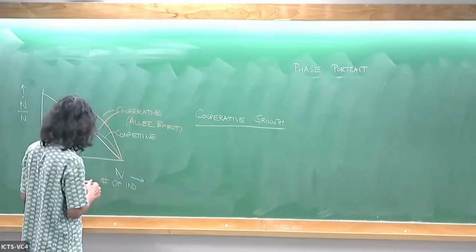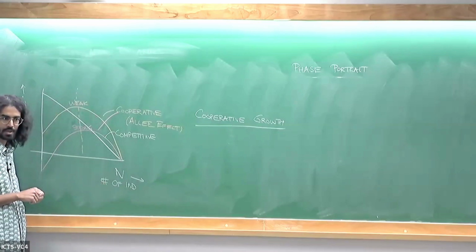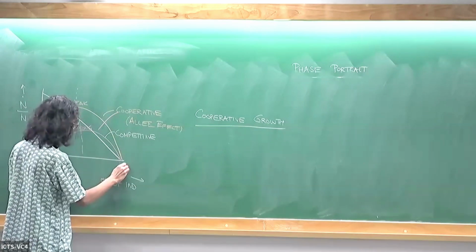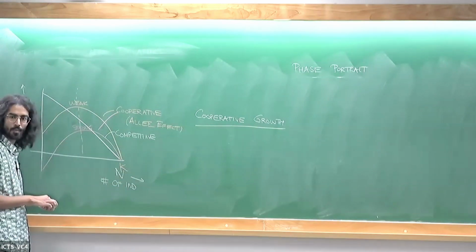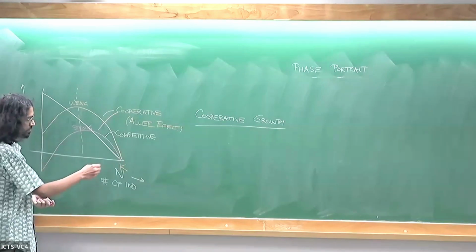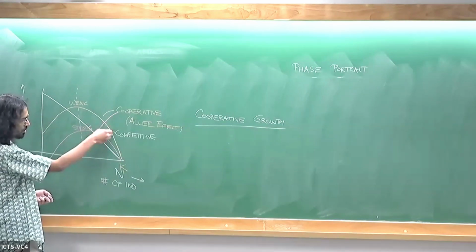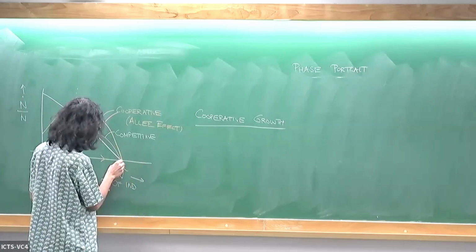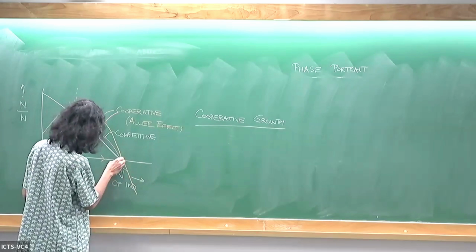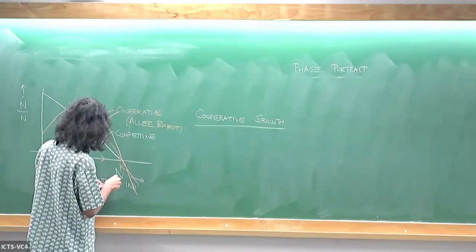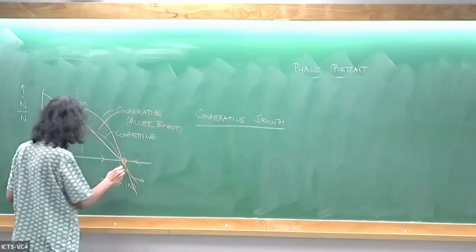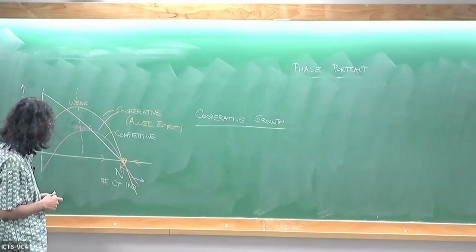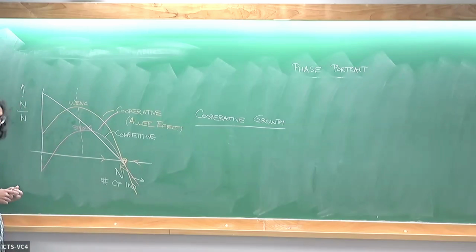Okay, most people seem to think there's one, and which one? This one, right? K. Let's call it K. And why is it stable? If you're to the left of it, you grow. If you're to the right of it, you die, right? And so this one's stable. This one's unstable, right? If you're to the right of it, you grow. Okay, what about the strong Allee effect?